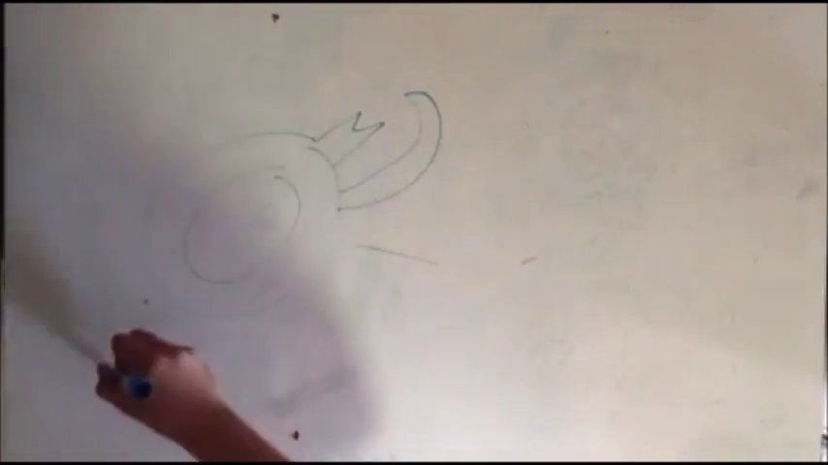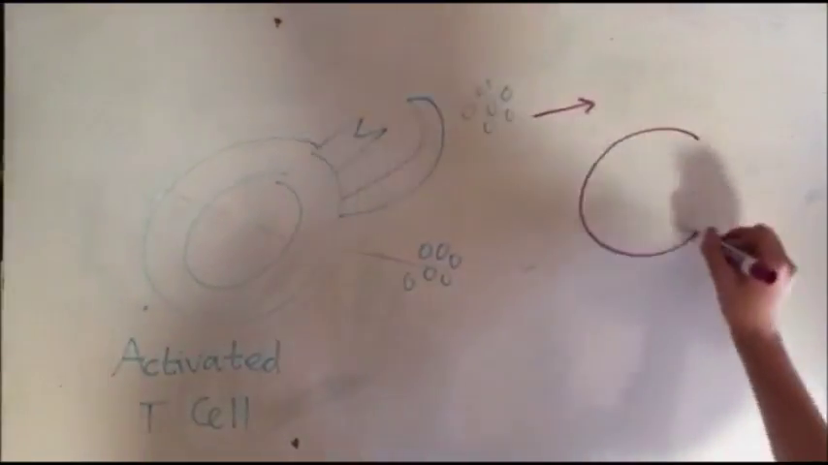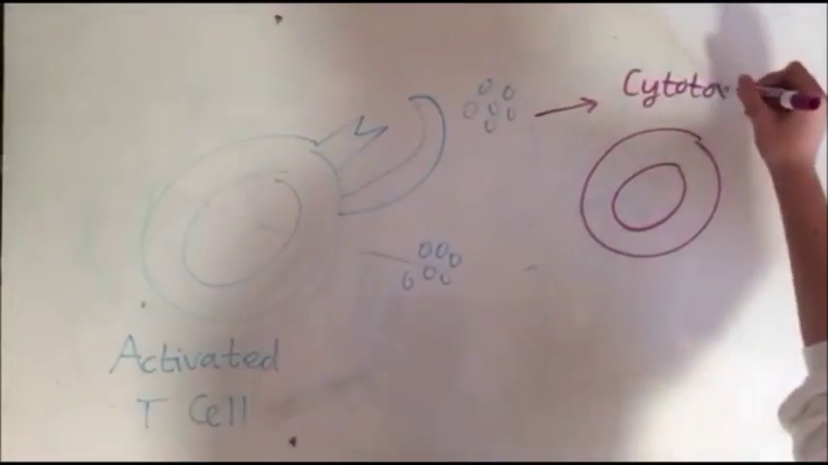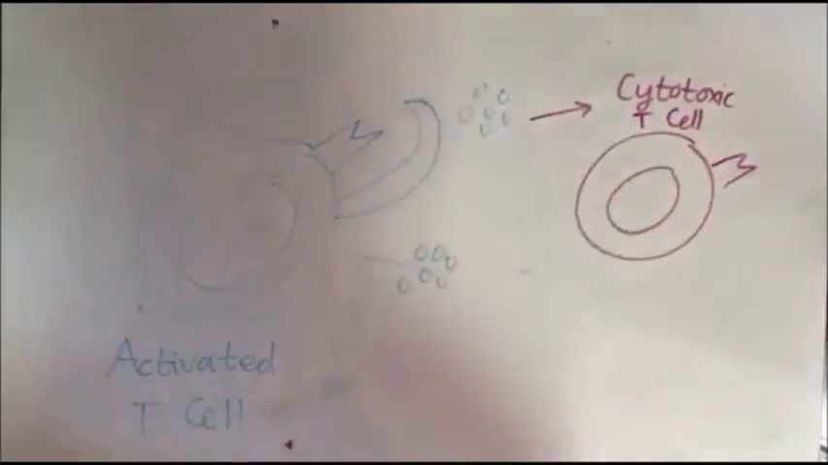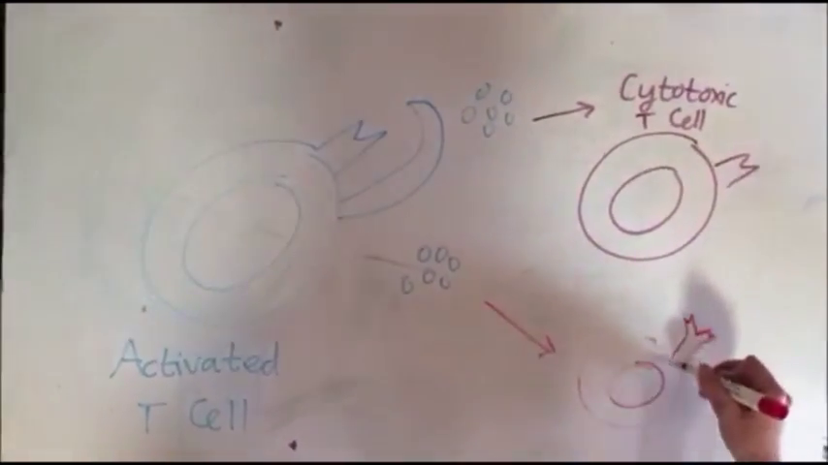An activated T cell sends out cytokines, which initiate either a humoral or cell-mediated response. The cell-mediated response involves the activation of cytotoxic T cells, and the humoral response involves antibody-creating B cells.